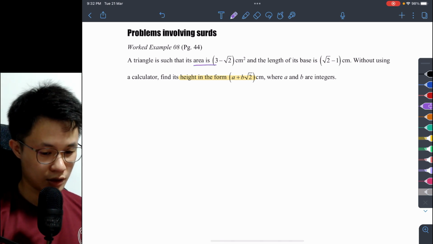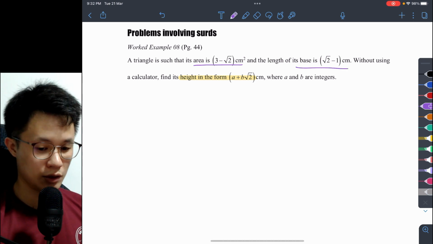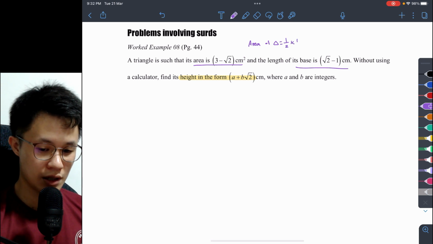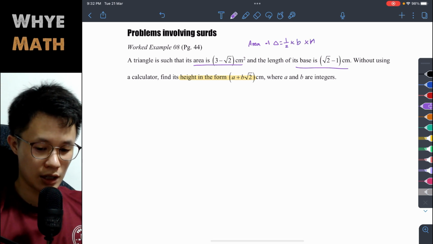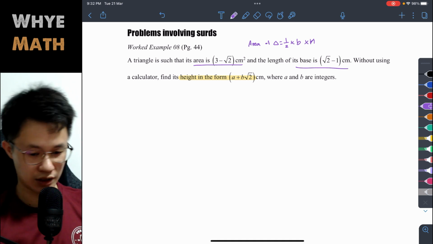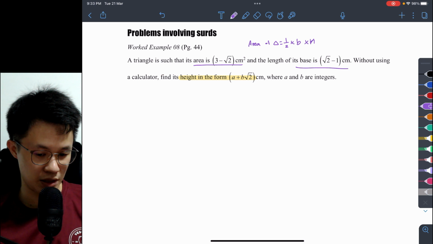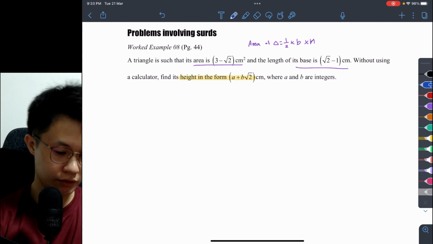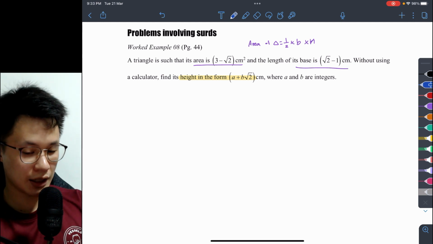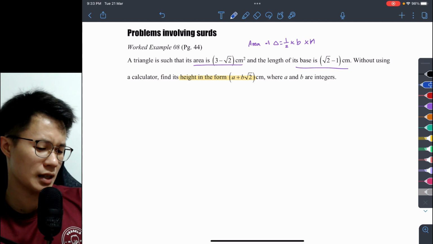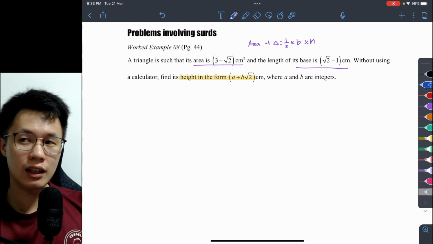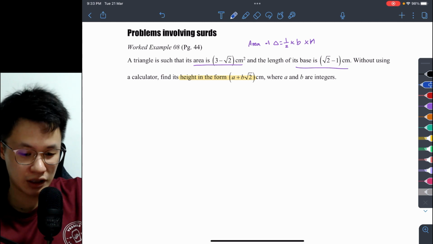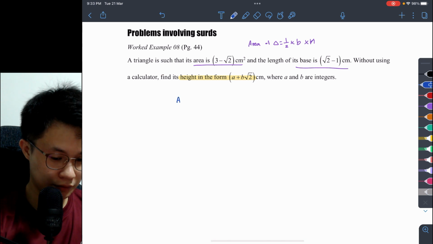So you have the area here, and I have the length of its base, and I know that the area of a triangle is equal to half times base times height. Since I have the base, the area, and the height in terms of a plus b square root 2, I essentially have an equation that I can use. So I'm going to write it down, and my goal is to find the height. Since there's an equation, it seems like I can use some form of surds, right? You may not know what you're going to do with it, but it's no harm to write the equation down first.